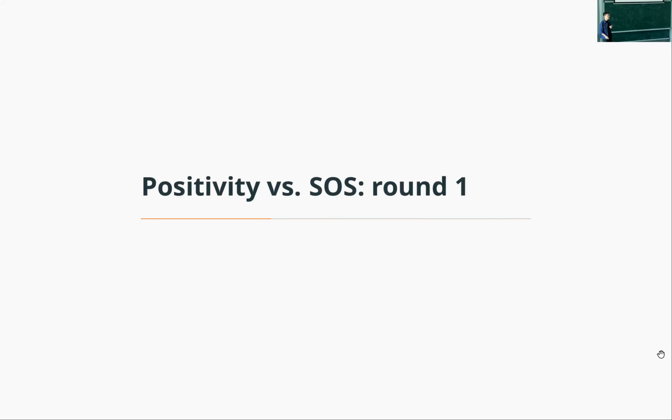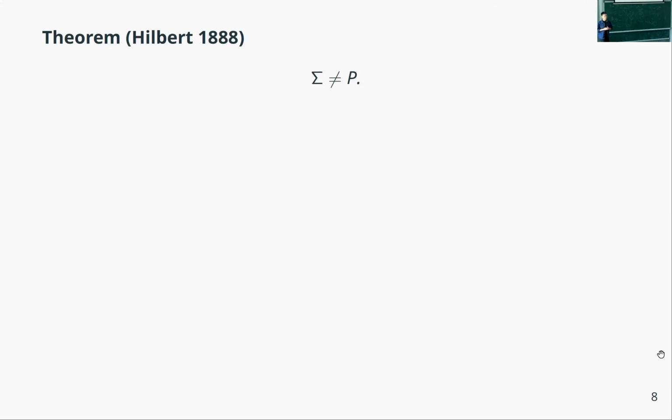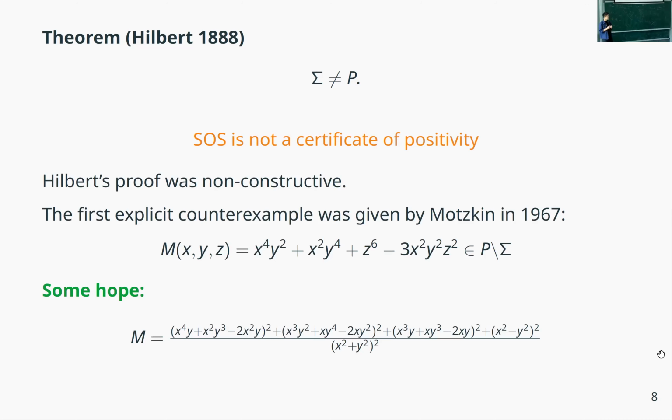So now the question is, do we live in such a universe where every positive polynomial has a sum of squares? The answer is no. Hilbert proved this in 1888. So not every positive polynomial has a sum of squares decomposition, unless your polynomial is small, in the sense that the degree of the polynomial is low and you don't have many variables. The punchline is that sum of squares is not a certificate. Hilbert's proof was non-constructive, proved by contradiction. And the first explicit example was given by Motzkin almost 80 years later.